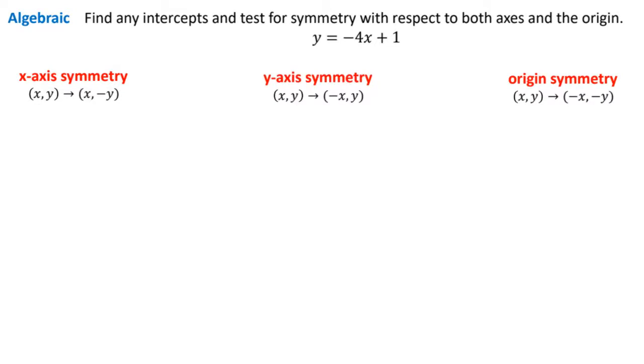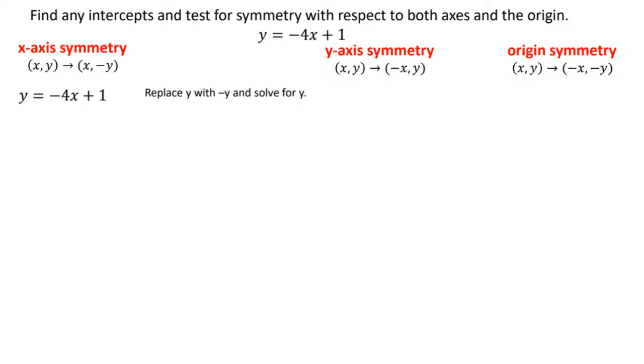To find if a graph has x-axis symmetry, excuse me, given x and y, if we replace the y value with a negative and we still get the same equation, then it has x-axis symmetry. If we have y-axis symmetry, if we replace the x value with a negative symbol and we still have the same equation, then it has y-axis symmetry. And for origin symmetry, if we change both of the signs and we still get the same equation or a true statement, it has origin symmetry. So let's go ahead and go through these.